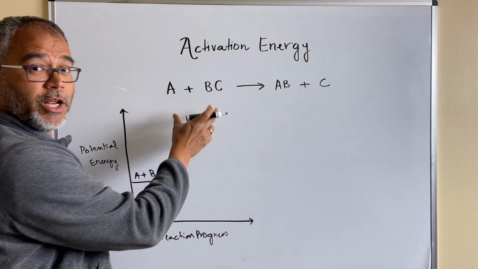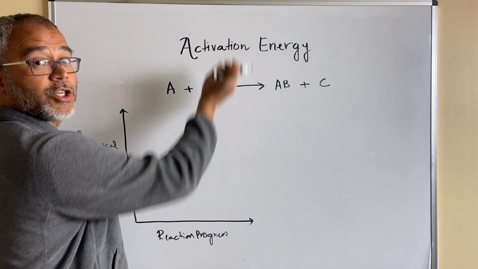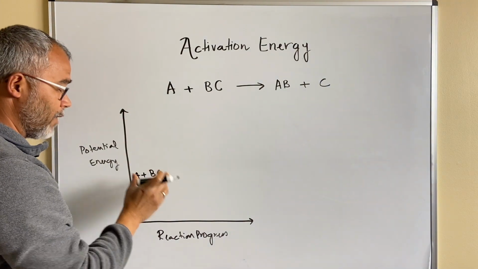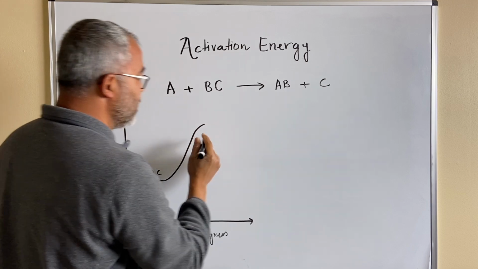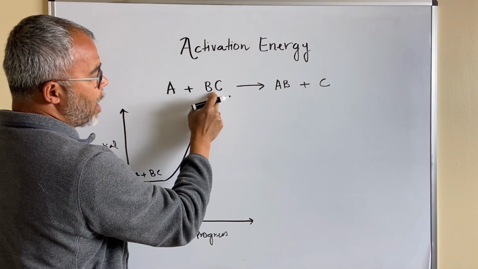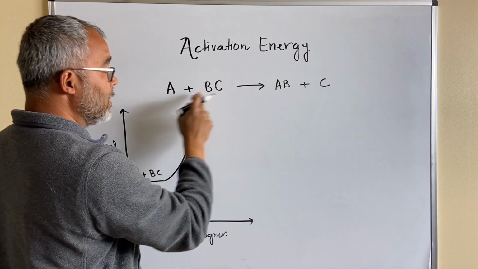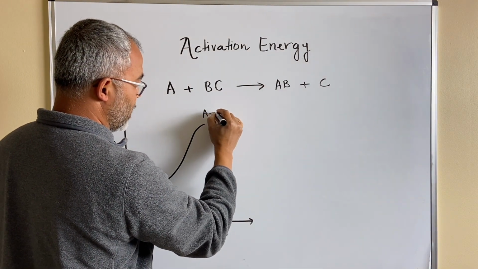Now activation energy means that when they collide you have to put in energy, so the energy is going to go up, right? Because you're giving it more energy than it has to begin with. So the energy goes up, and in this particular case the bond between B and C is going to break, and a new bond between A and B is going to form.